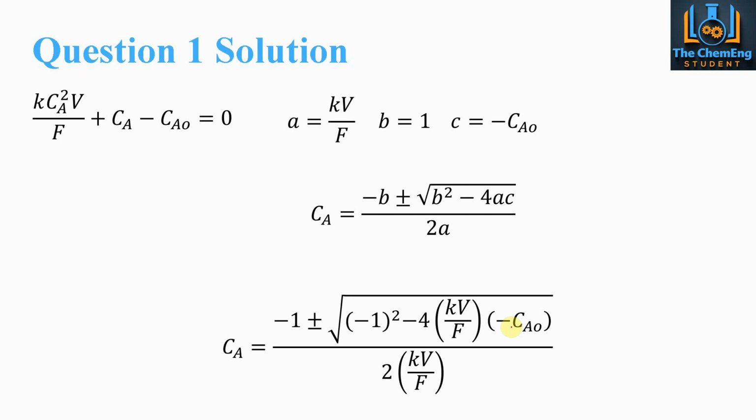equation for the exit concentration as a function of the initial concentration, the reaction rate constant, the volume, and the flow rate. So that is perfectly acceptable to leave as your answer, because you would therefore need to know the values of K, V, F, and Ca naught in order to actually solve this. So that is your general equation.